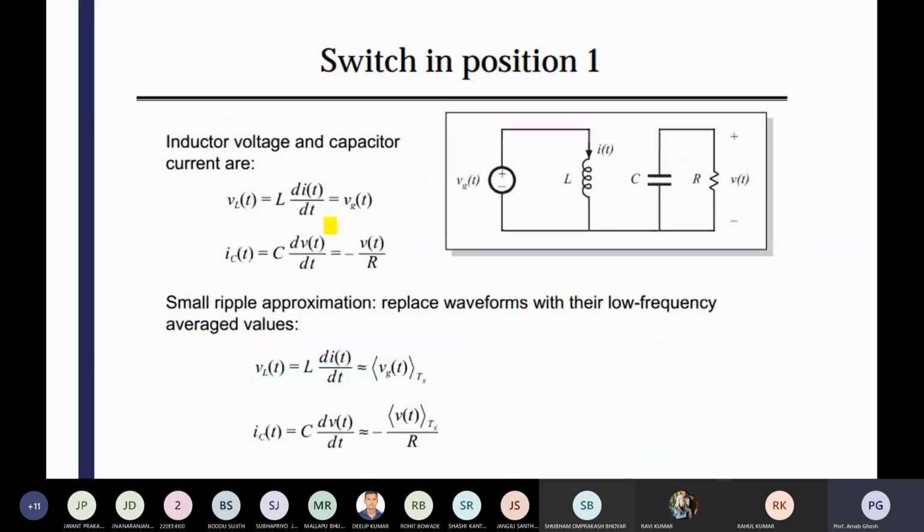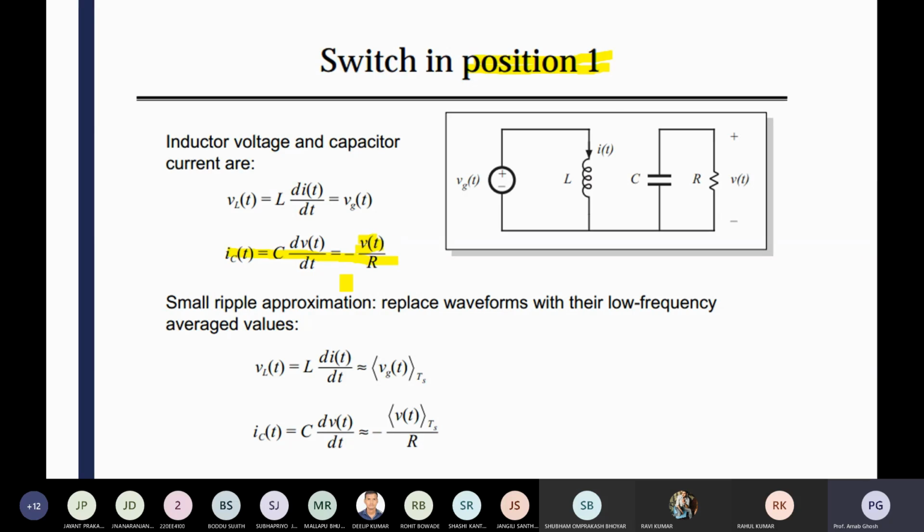For the switch on condition, meaning when the switch is in position on, that circuit is for the switch on condition. Here we get the expression of the capacitor current: iC(t) equals C dv(t)/dt equals minus v(t) by R. So it is minus v(t) by R.